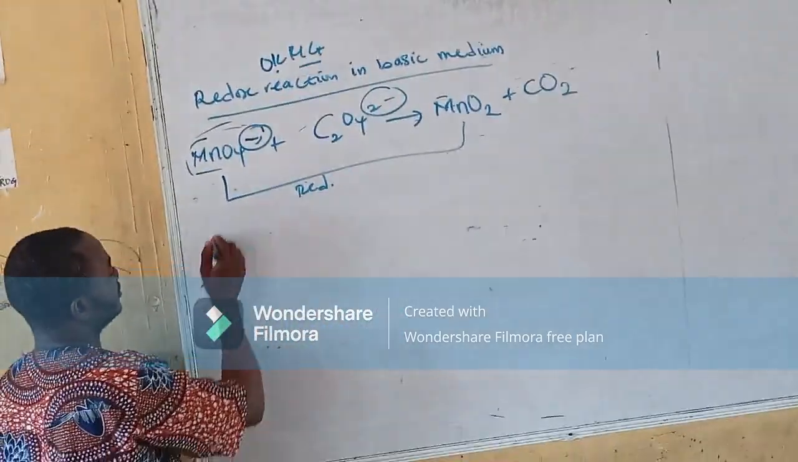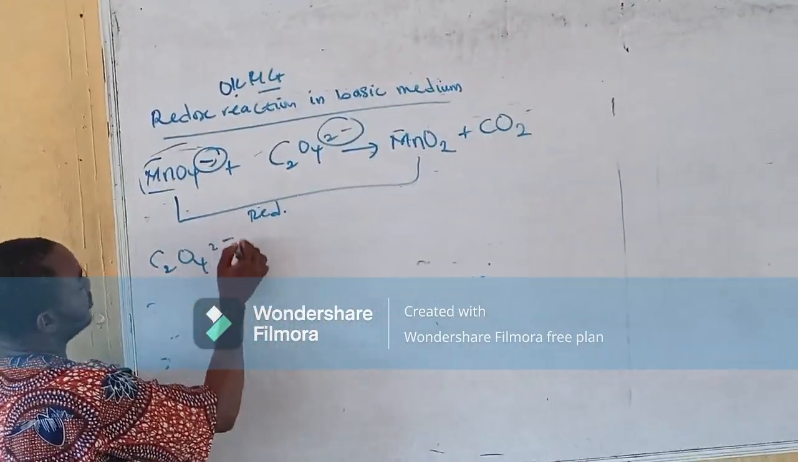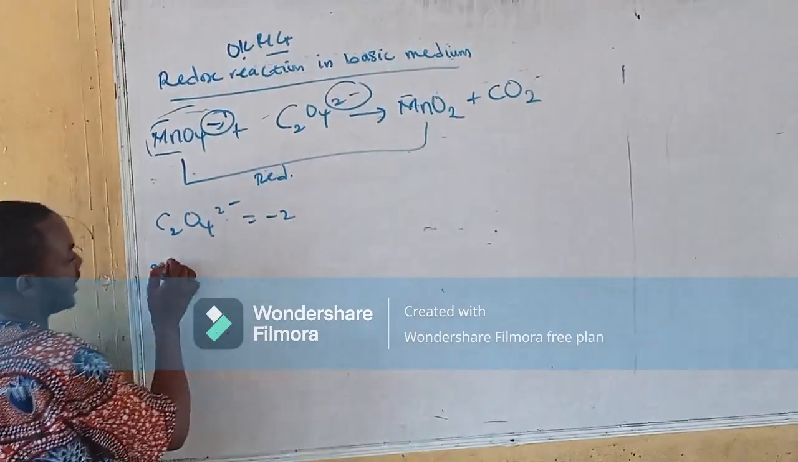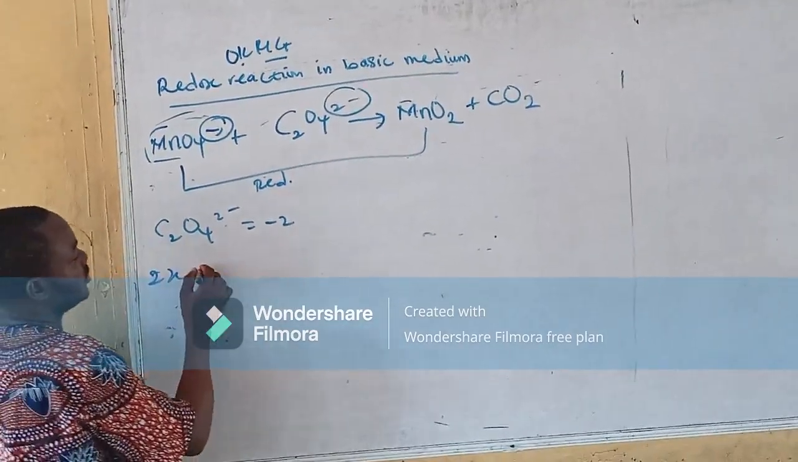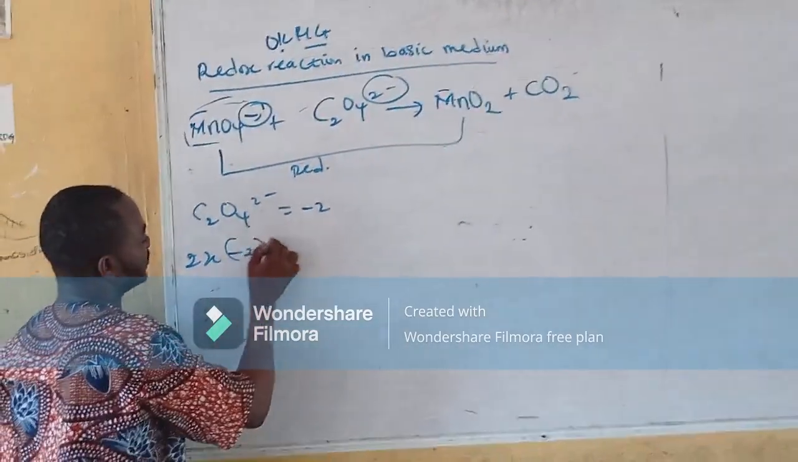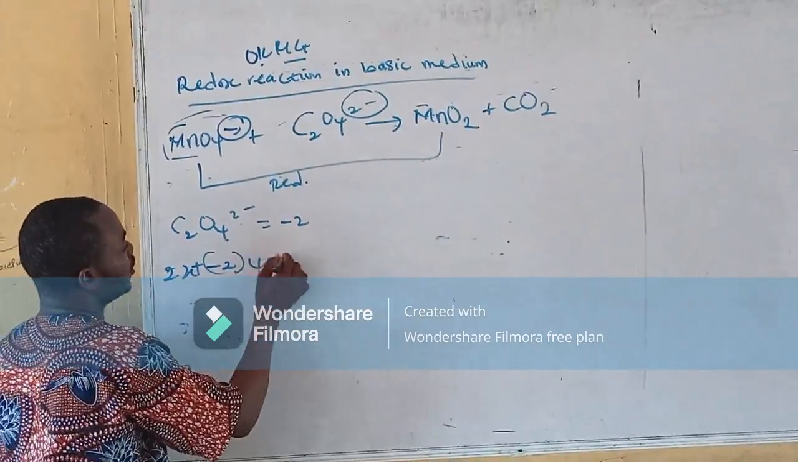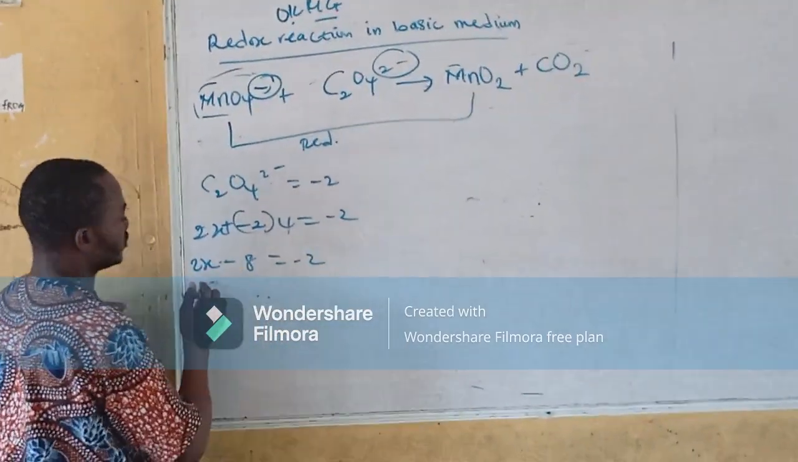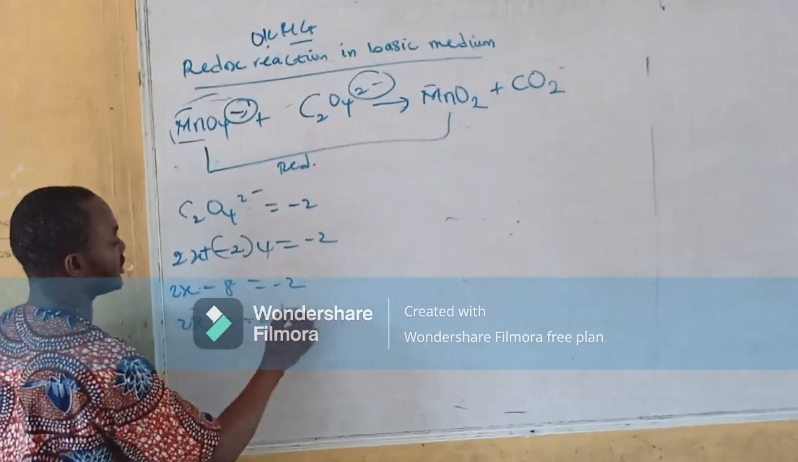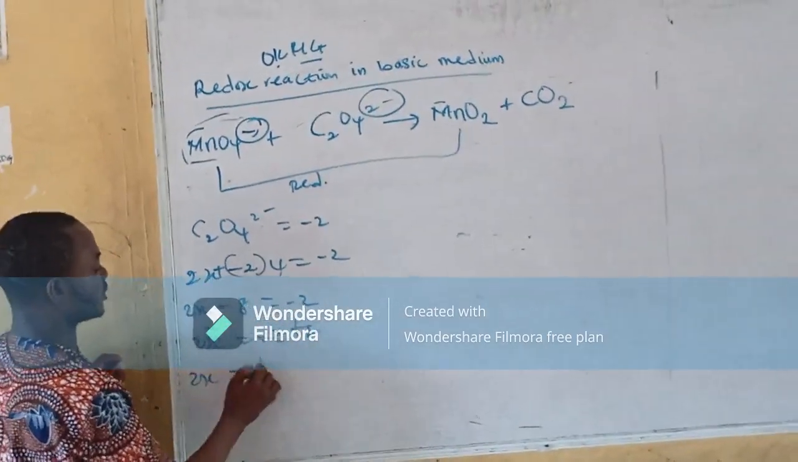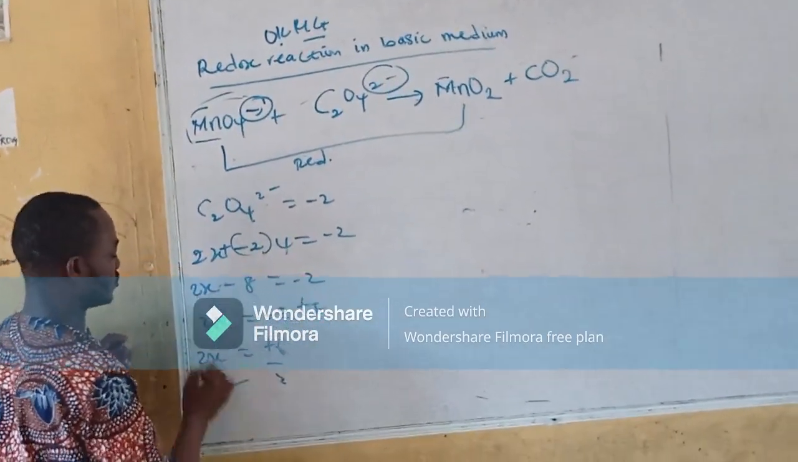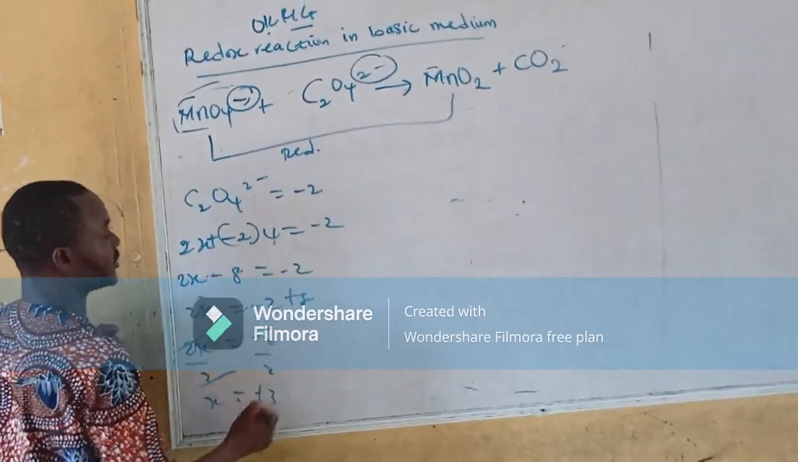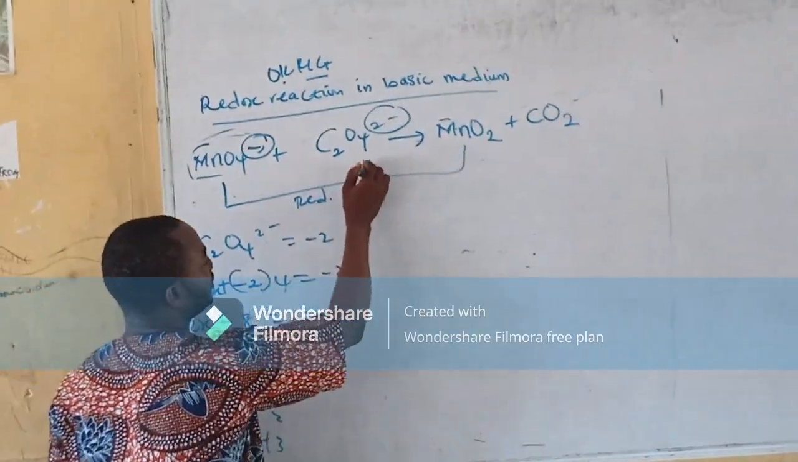So I'm going to have it as C2O4 2 minus equals -2. So 2x minus 2 times 4, plus -2 times 4 equals -2. So we have 2x minus 8 equals -2. So 2x equals -2 plus 8. 2x equals +6. Divide both sides by 2. So x equals +3. It means that carbon here is +3.